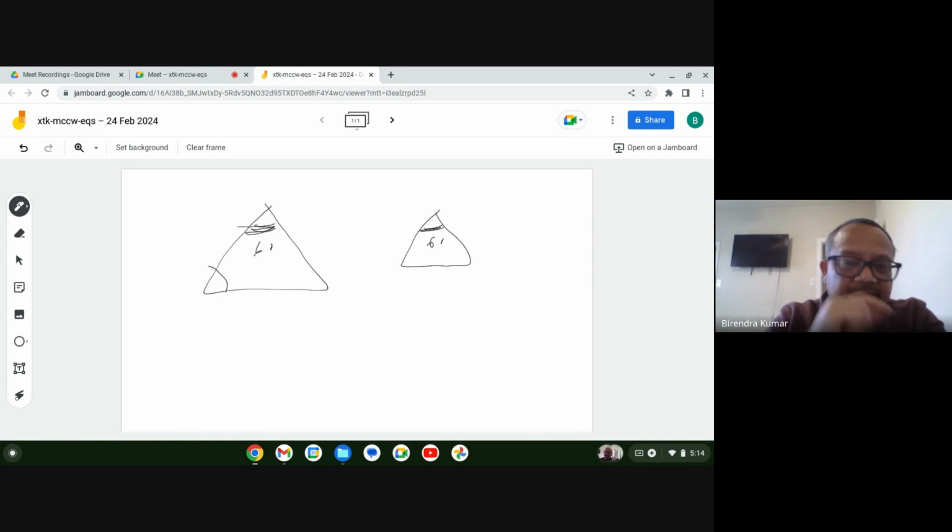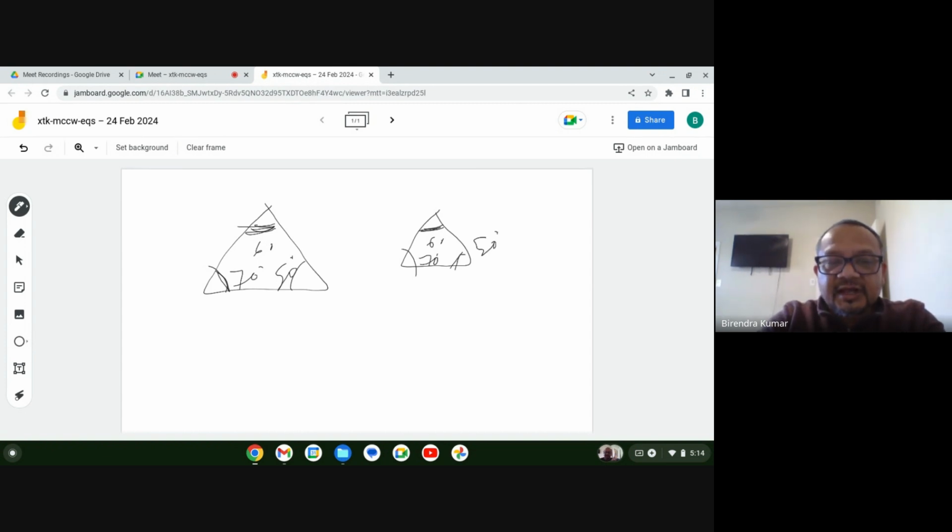Second, in the same way, the second angle also has a matching angle. Let's say if this is 70°, then this is also 70°. And the third angle will be what? 50°. So the total is 180. So the third angle is 50°.